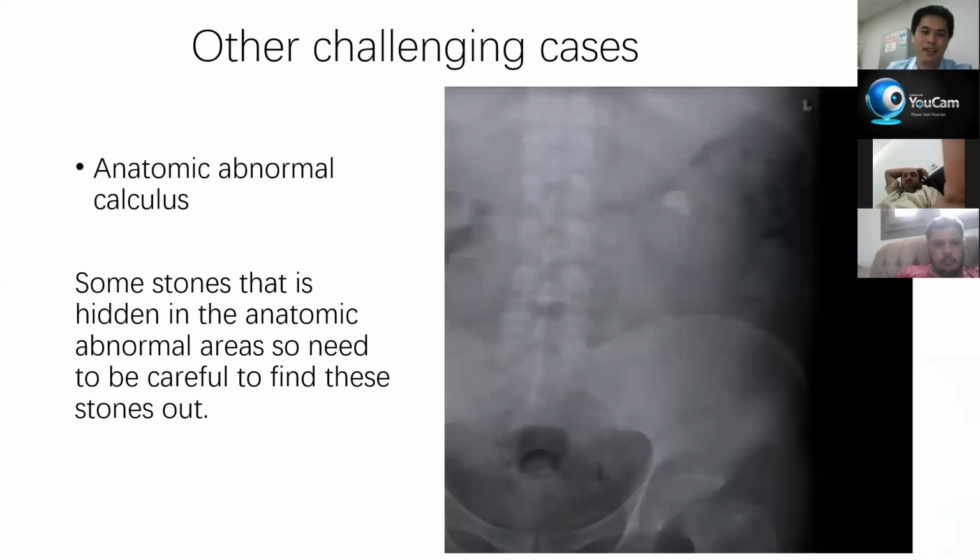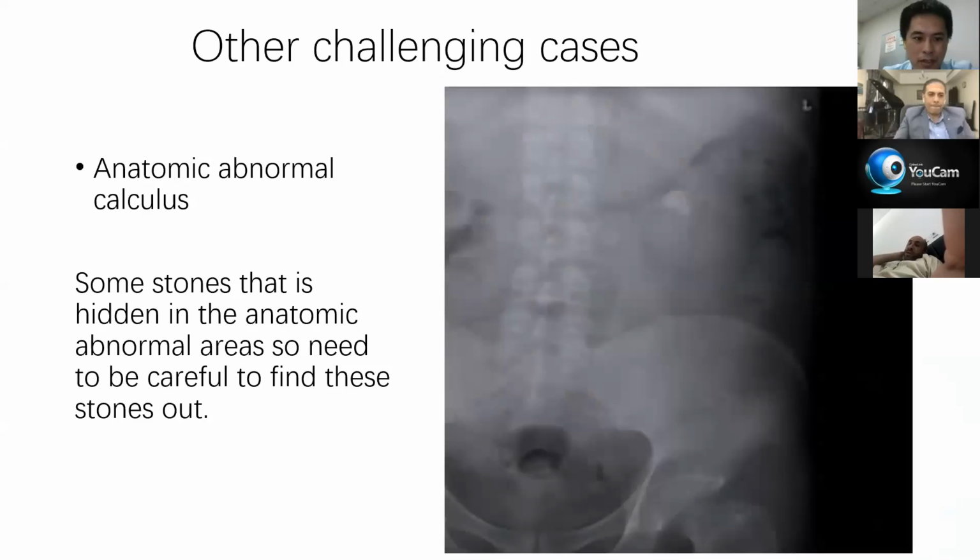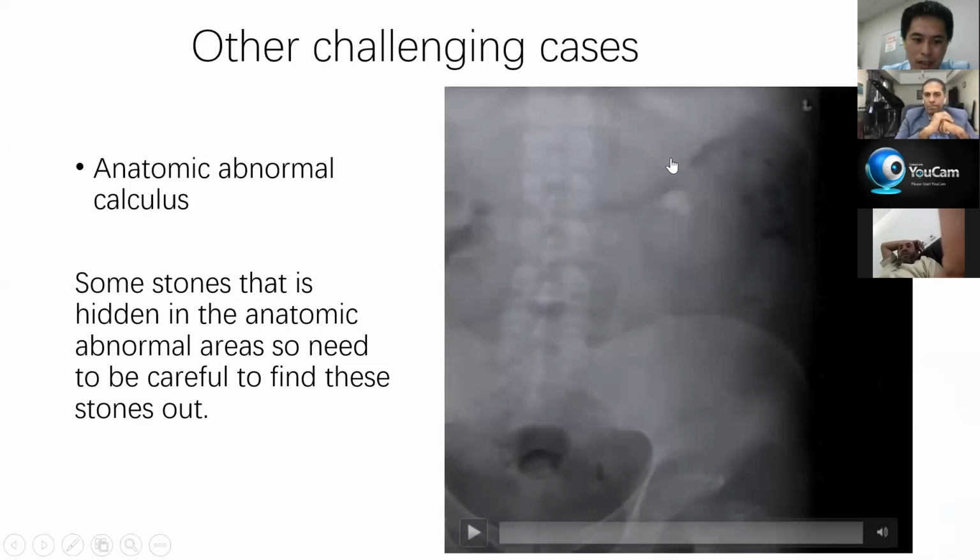Here is the anatomically abnormal calculus. Look at the stone, it's hidden in the abnormal area. Here we can see it's hanging from the sky, so it's not the usual stone we meet. You should be careful when you see a KOB that looks like that. We can see how we deal with these cases.